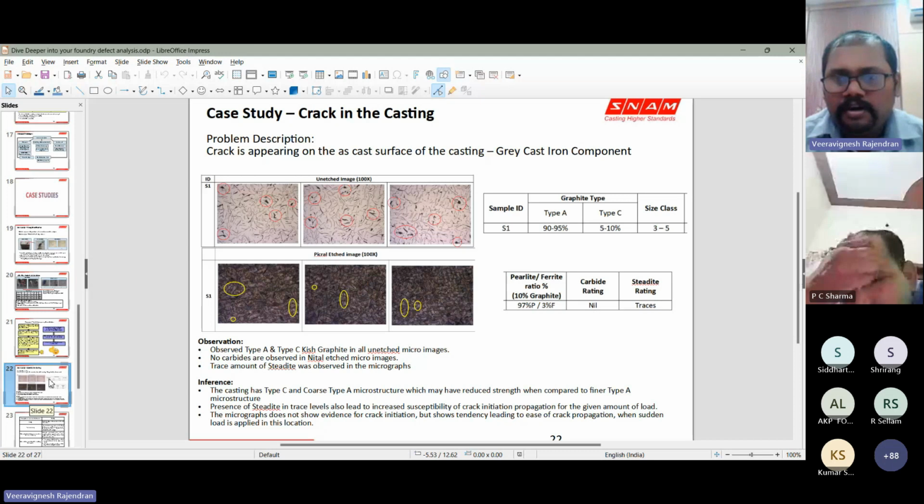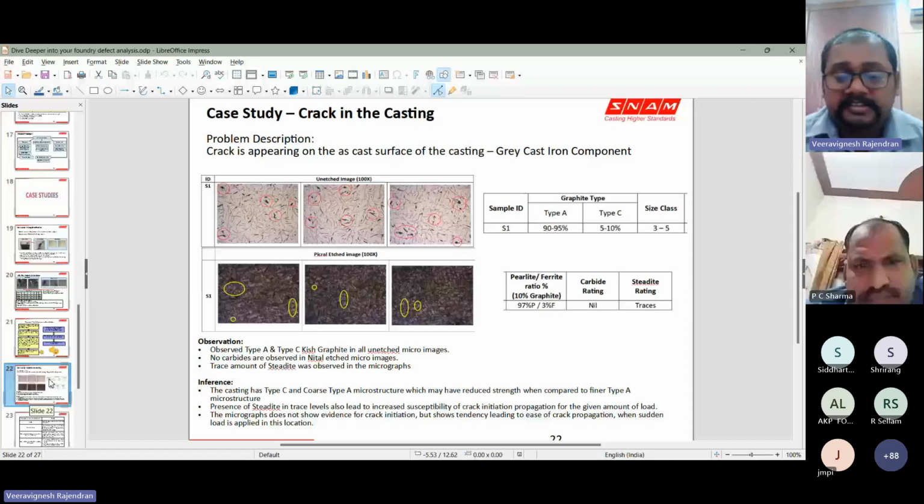What we understood after this report with the customer is that there is a knockout happening and there is hammering happening near this location. That excessive hammering could have caused this, and when they removed that hammering and refined the fettling process, the crack started reducing. It suddenly disappeared. So the root cause of the problem is not steadite, or microstructure type C, which is what a typical quality person might be thinking.